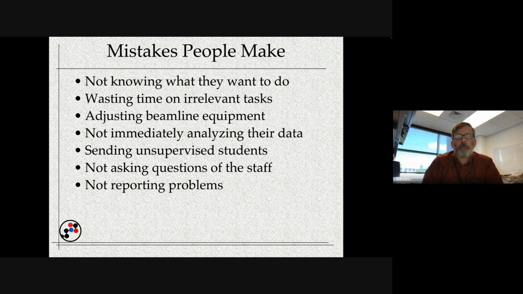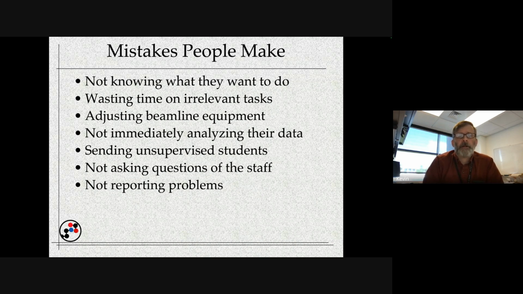I think also wasting time on irrelevant tasks at the beamline, or trying to adjust beamline equipment. I've certainly caught people doing this. Another mistake is not immediately analyzing their data. A lot of beamlines nowadays have automated data processing, so you can fairly quickly get some idea about what's going on with your data. If that's not the case, and there's a group of people going, then you should have some people collecting data and some people working on the analysis.